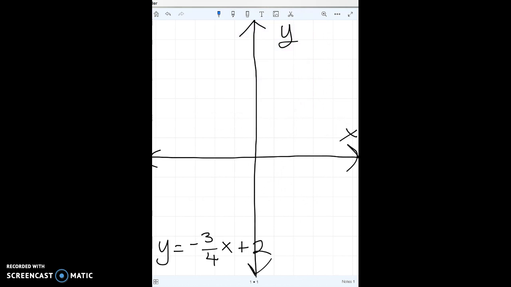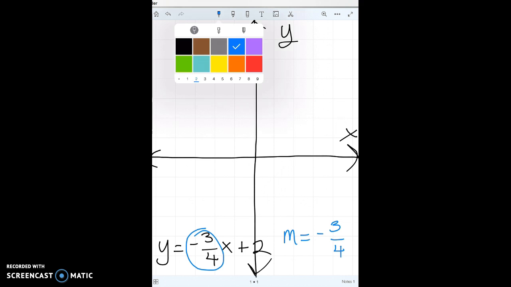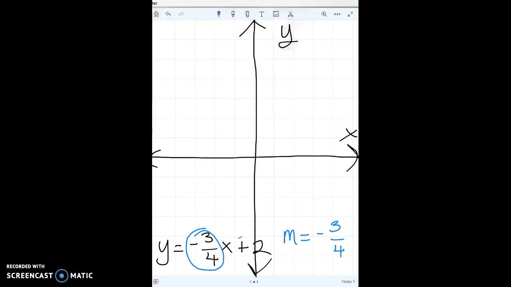I can tell you that the slope of this line right here, it's the multiplier times the x, is negative 3/4. I can also tell you that the y-intercept of this line, that's the b, is 2. Okay, so I can tell you those two things. Now, I always think of the b as the beginning. That's where you want to begin your line.